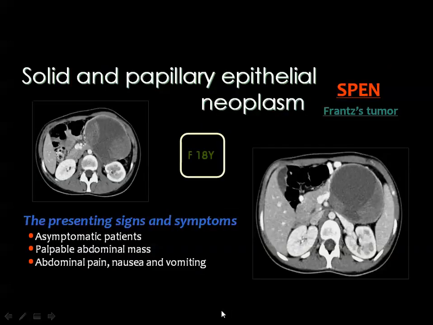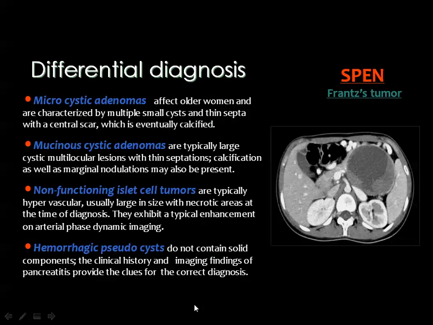And this is the appearance of the tumor. As I have mentioned, you get a big lesion in the pancreas, partially cystic and partially solid, usually seen in a young female patient. The presenting signs and symptoms include a palpable abdominal mass, sometimes pain and vomiting, but in many cases the patient is asymptomatic. Then the main differential diagnosis of this tumor may include the microcystic adenoma.